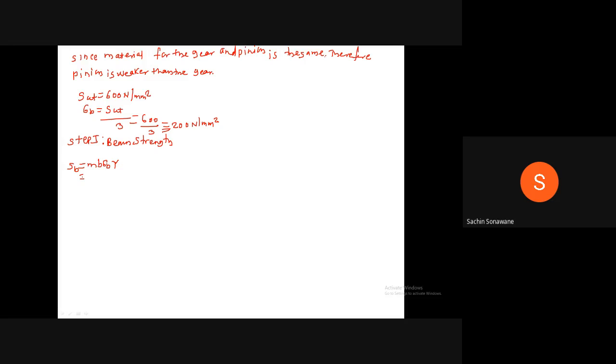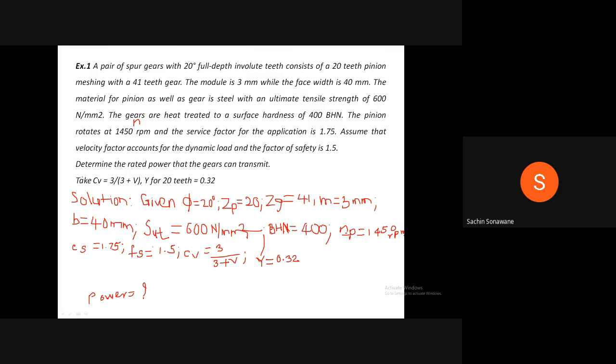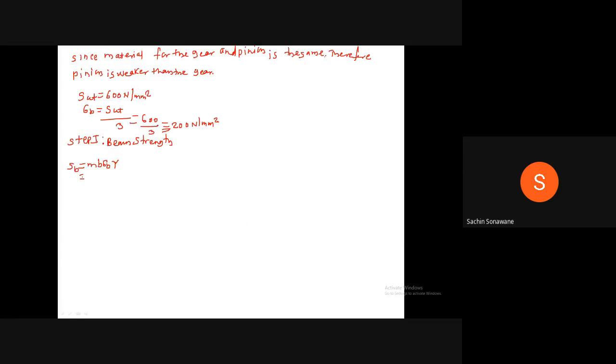What is the value of module? The value of module is 3 mm, b is equal to 40 mm. Therefore, m is 3 into 40 into sigma B. What is the value of sigma B? 200 into, what is the value of Y? 0.32. Write down 0.32. Now calculate the value. What is the value of SB? All the students should calculate.